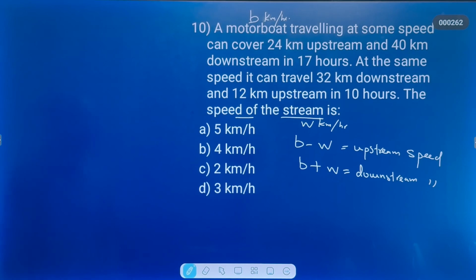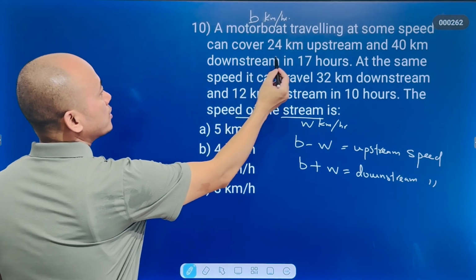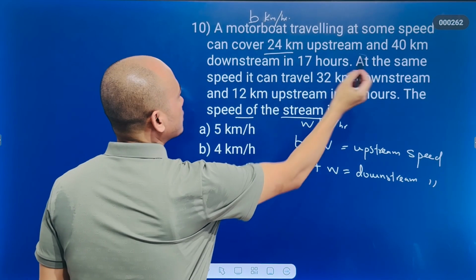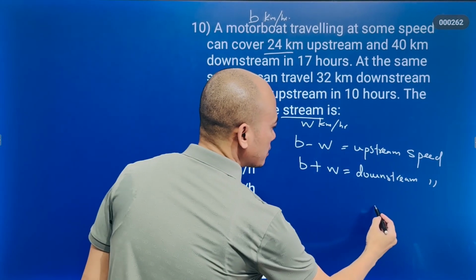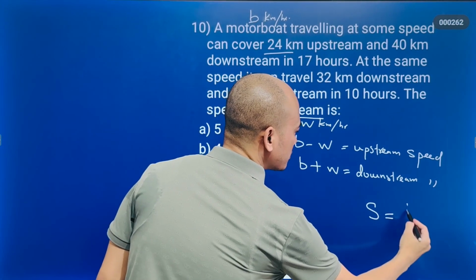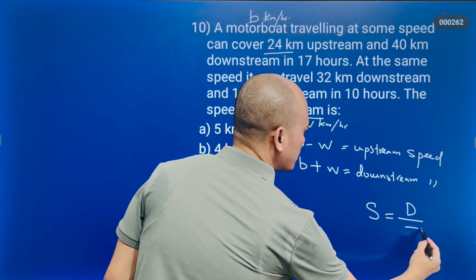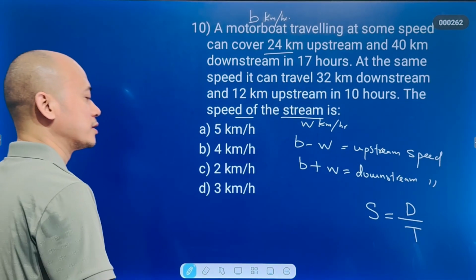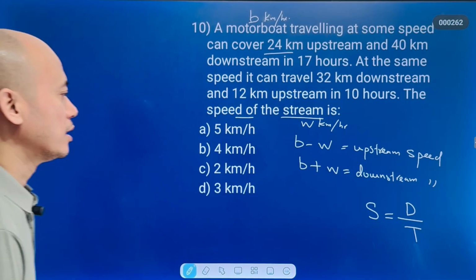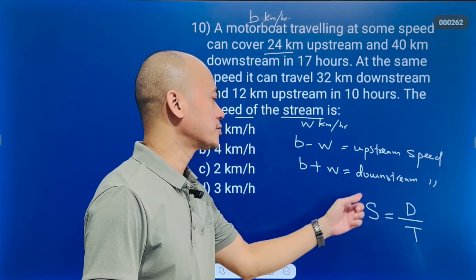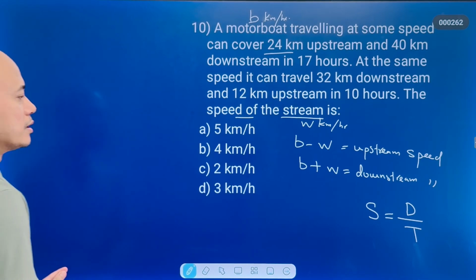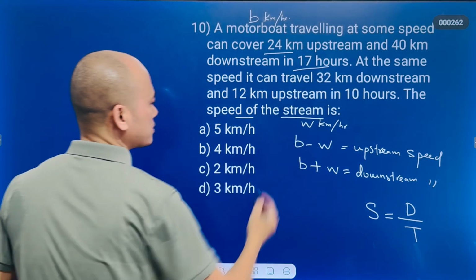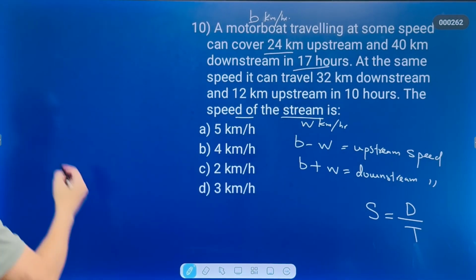Now, 24 kilometer upstream is given, 40 kilometer distance is given. So, we know this formula, speed is equal to distance by time. Everywhere it will be the same thing, or distance is equal to speed into time, or time is equal to distance by speed. So, here time is given, 17 hours.